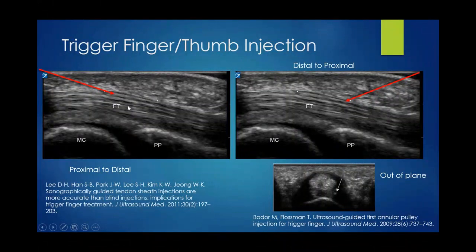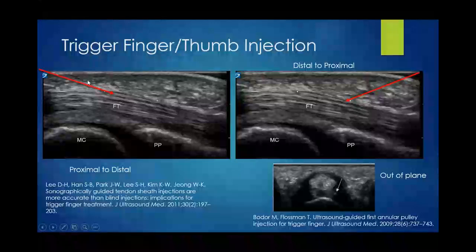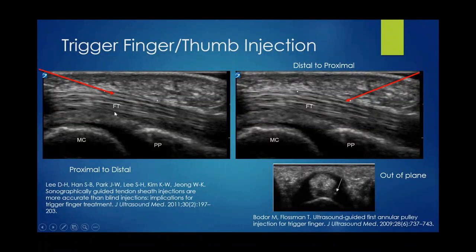Trigger finger can be treated with splinting or injections or release. Injections can be done with ultrasound guidance, either in plane or out of plane relative to the transducer or tendons. There's evidence to show that being relatively close to the pulley would make it more effective as opposed to being deep to the tendons.